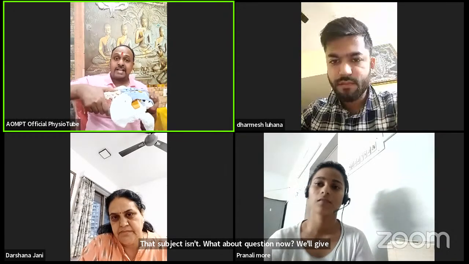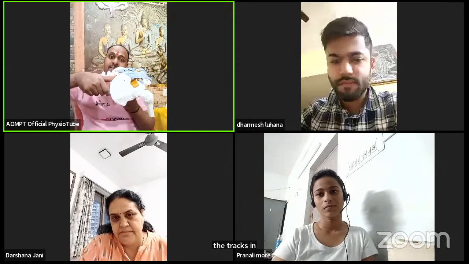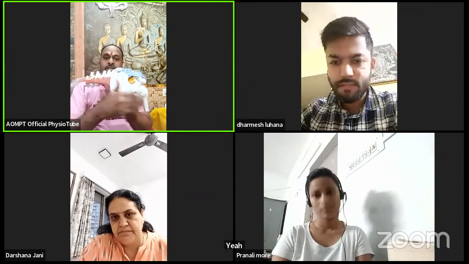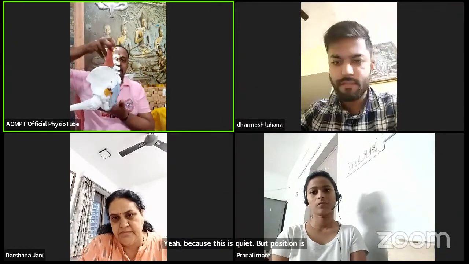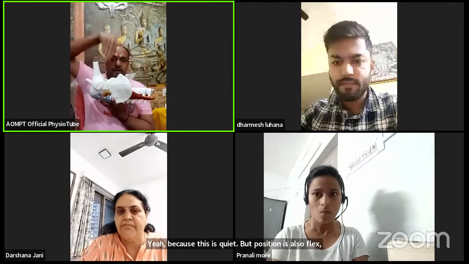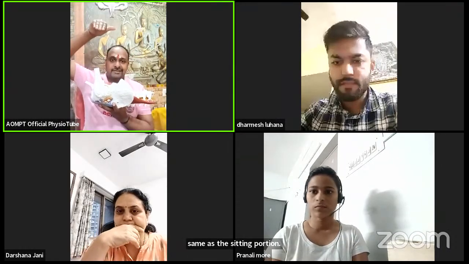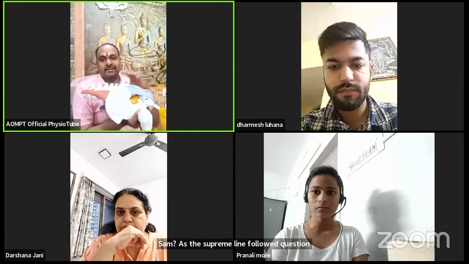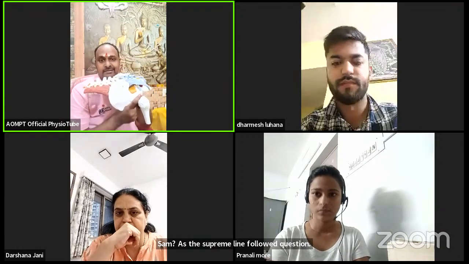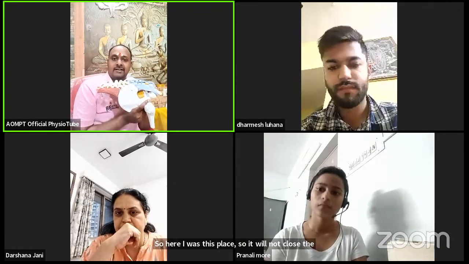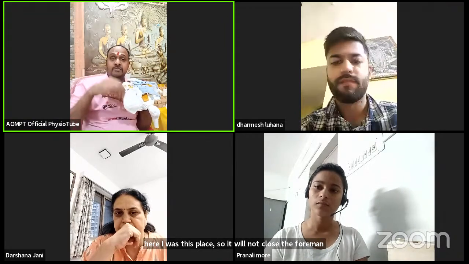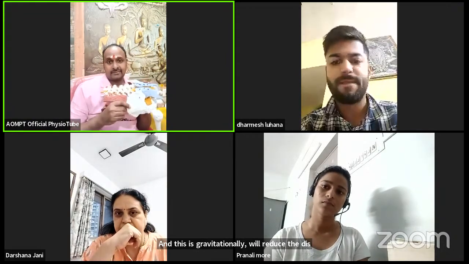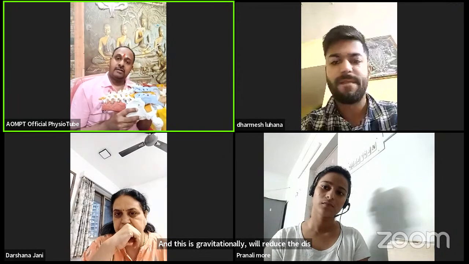Here, the lumbar spine is flexed, because the quadruped position is also flexed, same as the sitting position, same as the supine lying Fowler position. So here also it is flexed. So it will not close the foramen. And gravitationally this will also reduce the disc material back. So you can always give it. Think.